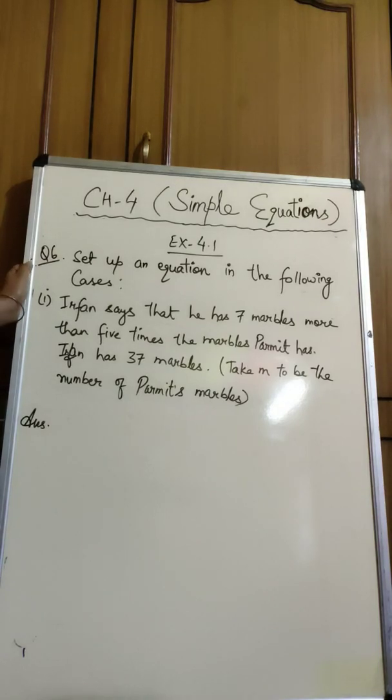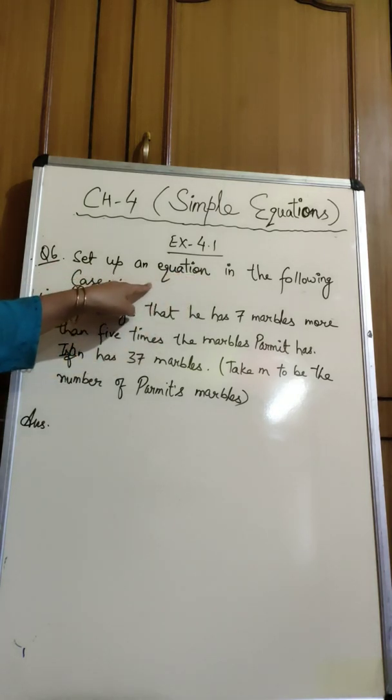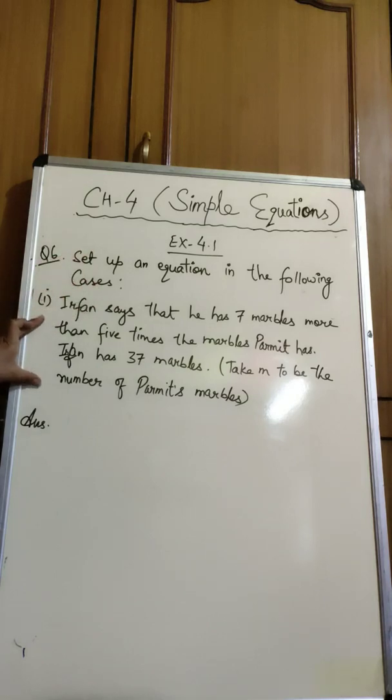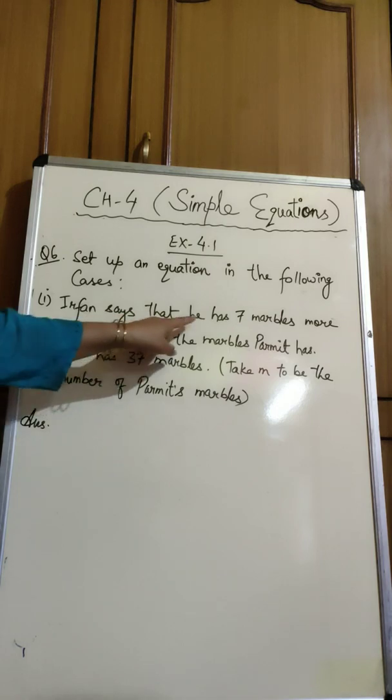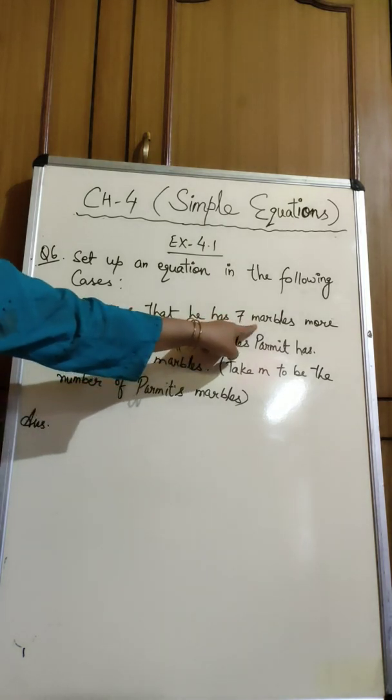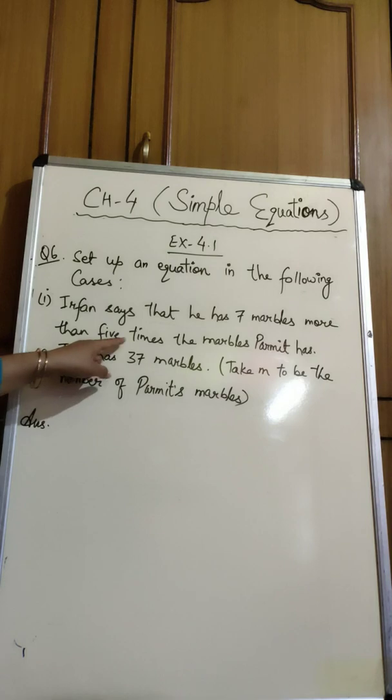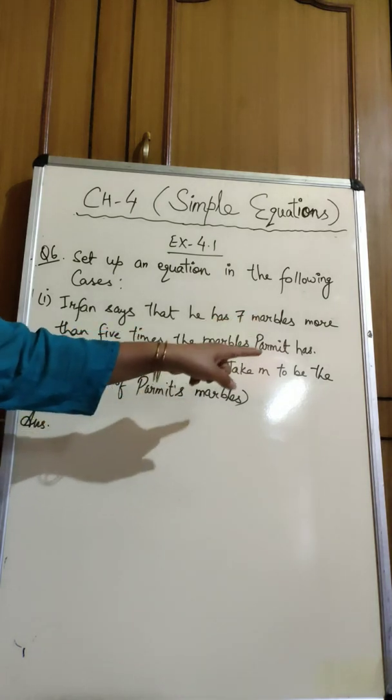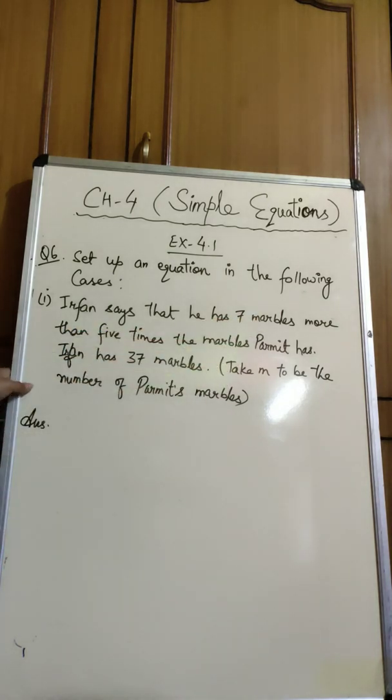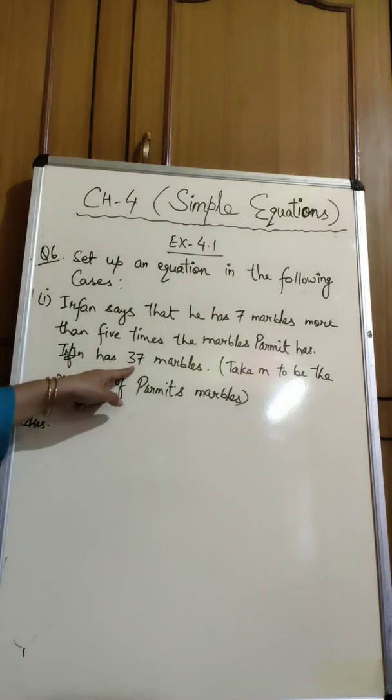Students, now question number 6 of exercise 4.1. The question is, set up an equation in the following cases. In the first part, you have to write equations for the given statements. The first part is, Irfan says that he has 7 marbles more than 5 times the marbles Parmeet has. And Irfan has totally how many?